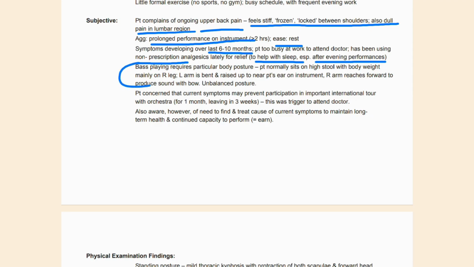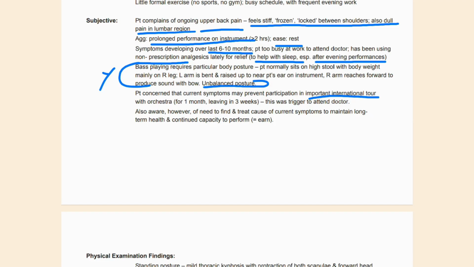So all these things are not relevant, because the GP already knows what profession the patient is dealing with. He already knows that the patient has this unbalanced posture, so no need to include this much detail. And the patient is concerned that the current symptoms may prevent participation in an important international tour, so that is a concern, that's what the patient has visited the physiotherapy for.